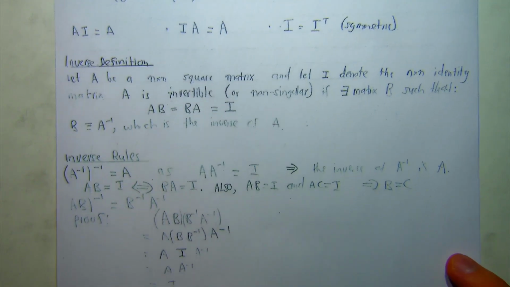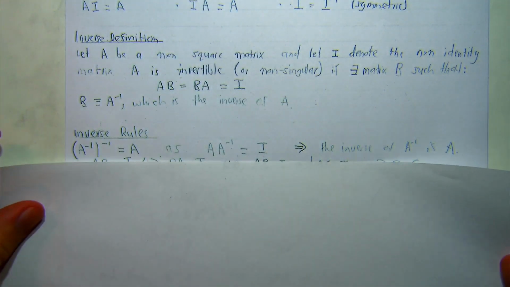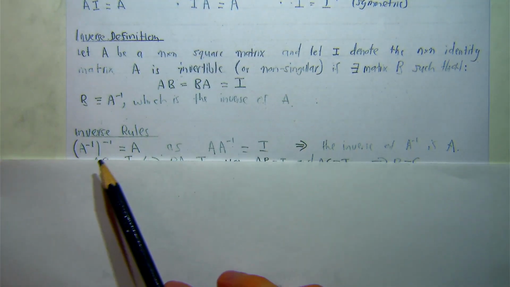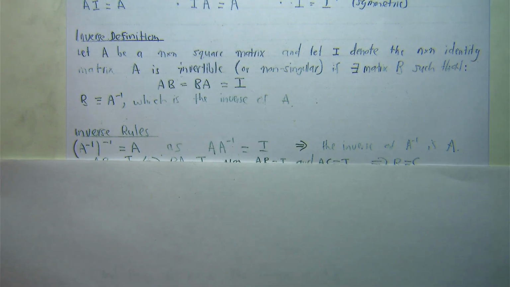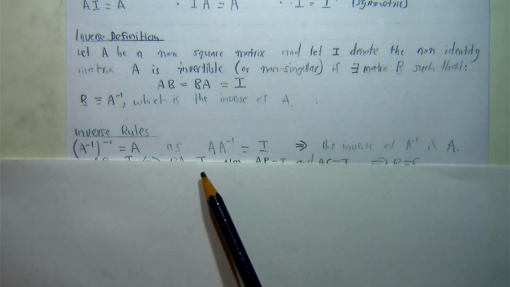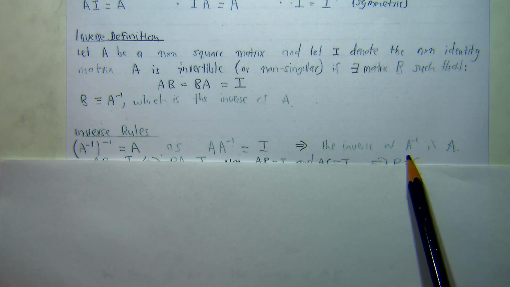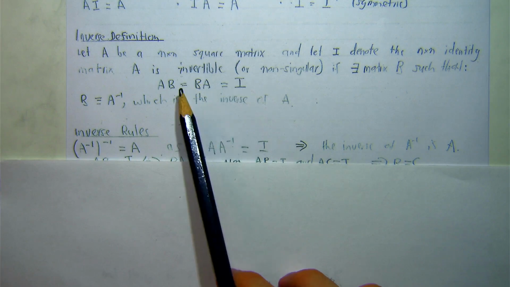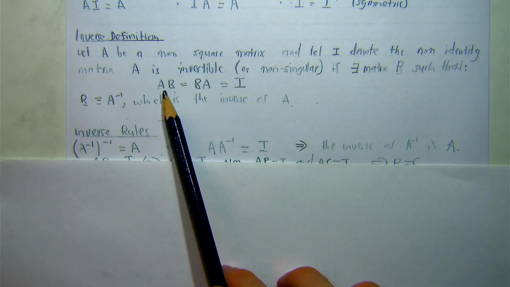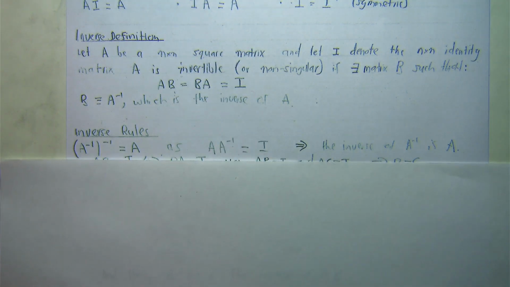Okay, so we have some inverse rules. Maybe just to make it simpler, we'll look at it one step at a time. So the inverse of an inverse is equal to itself. A multiplied by A inverse is equal to I. So the inverse of A inverse is A. So if you look at it from the perspective of thinking about, well, what's the inverse of B? Then A is now satisfying that. So the inverse of the inverse is itself. That's how we get this rule here.